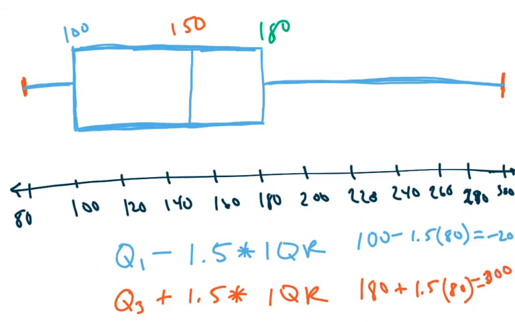So when that happens, that means that this value at 300 is an outlier. So we would put an open circle there to represent that it is an outlier. And then our highest value that's not an outlier is $230. So this is how you create a box plot. You identify your minimum, your maximum, your Q1, your Q2, your Q3, and then you calculate to see if any values are outliers.